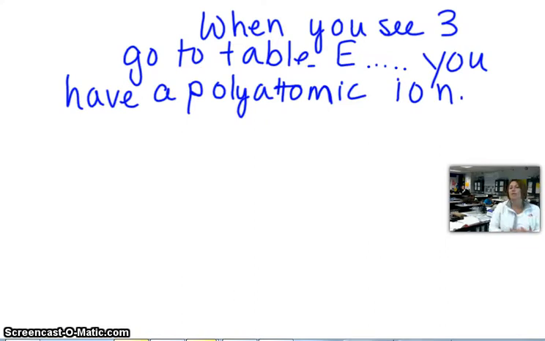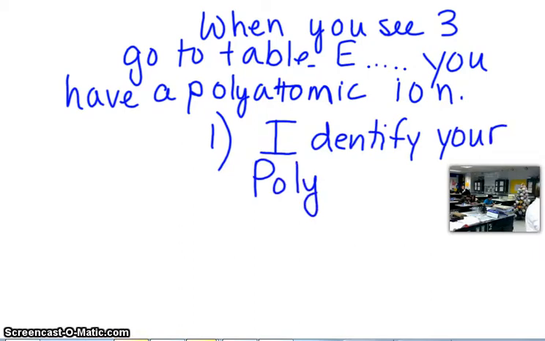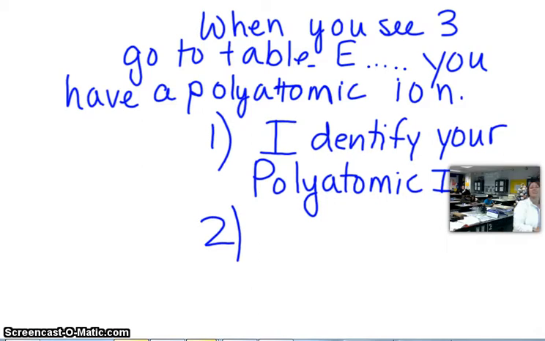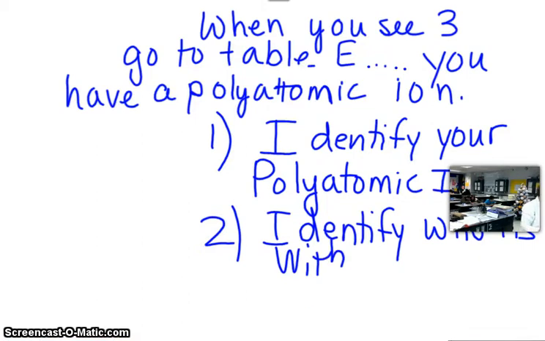All right, so you have a polyatomic ion. The first thing you want to do is identify your polyatomic ion, or ions, because you might have 2. The second thing you want to do is identify who it's with. Okay? And there's 3 scenarios as to who it could be with.